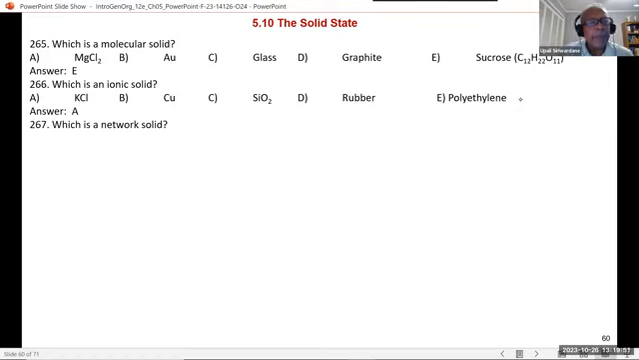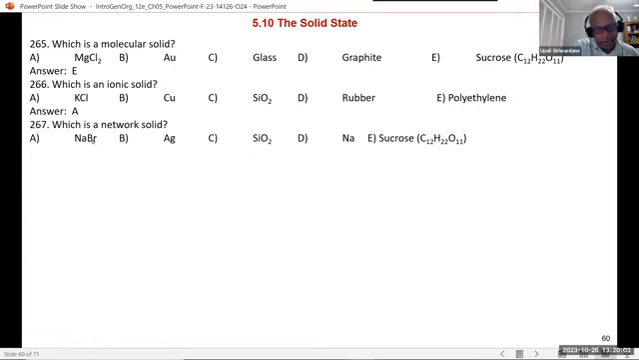What is a network solid? We talked about network solids: diamond, graphite, quartz. So sodium bromide is an ionic compound. It's not a network. Silver is a metallic compound, metallic solid. Network is quartz, silicon dioxide here is the network. Sodium is metallic, sucrose is molecular. Therefore, the answer to 267 is C.